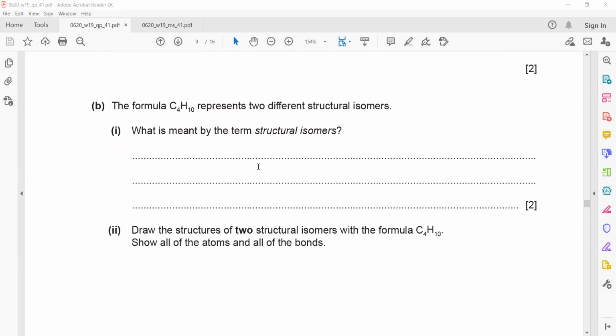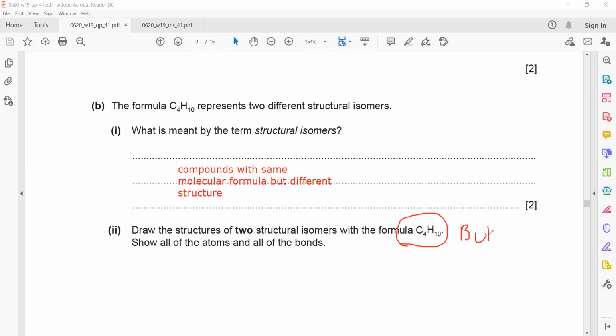The formula C4H10 represents two different structural isomers. What is meant by structural isomers? So the definition of structural isomers: compounds with the same molecular formula but different structures are known as structural isomerism. Then we have to draw the two structures of C4H10. What is C4H10? It is butane.